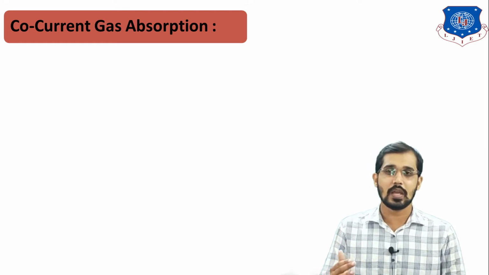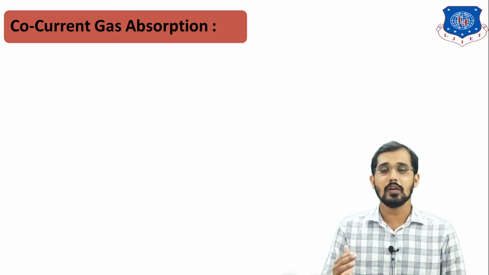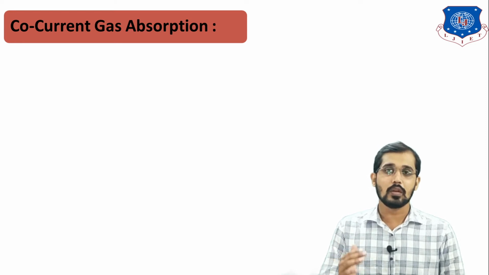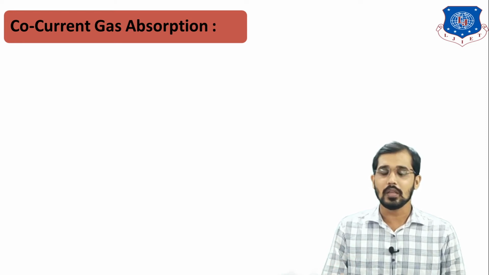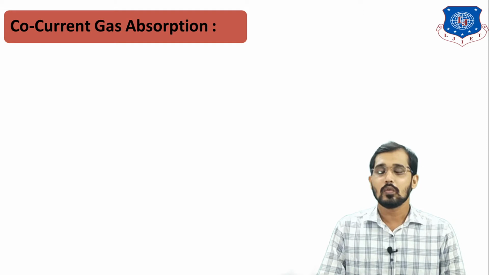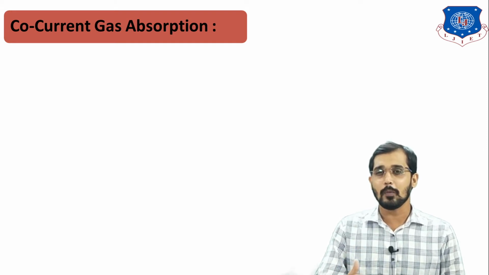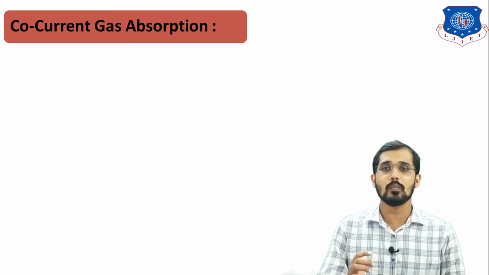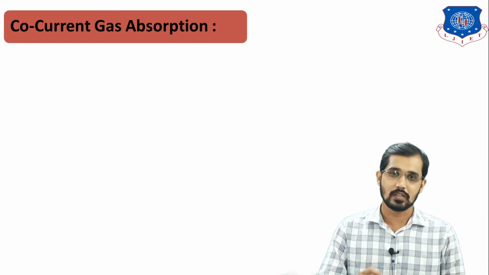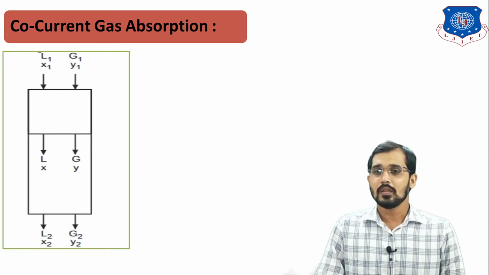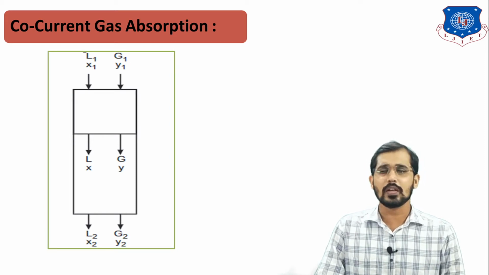In the last lecture, I already told you how to derive the operating line equation for counter-current mode of operation. In this lecture, we are going to see the co-current mode of gas absorption. Here we will see how to develop the operating line equation for co-current mode of gas absorption. So let's start. You can see on the screen, this is the figure for co-current gas absorption.